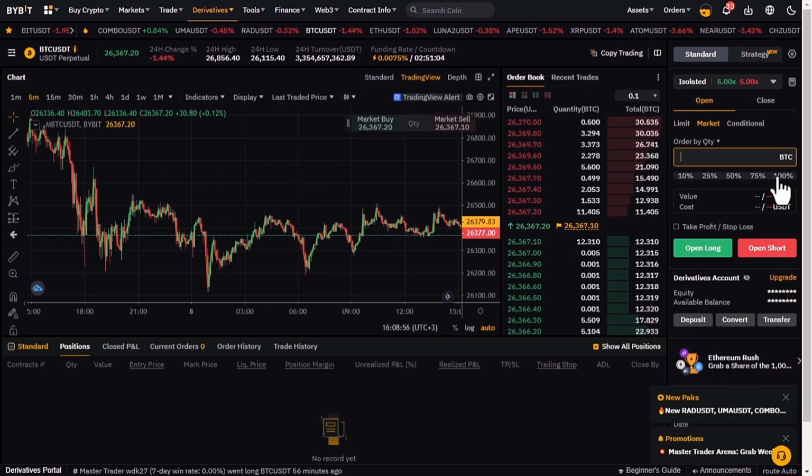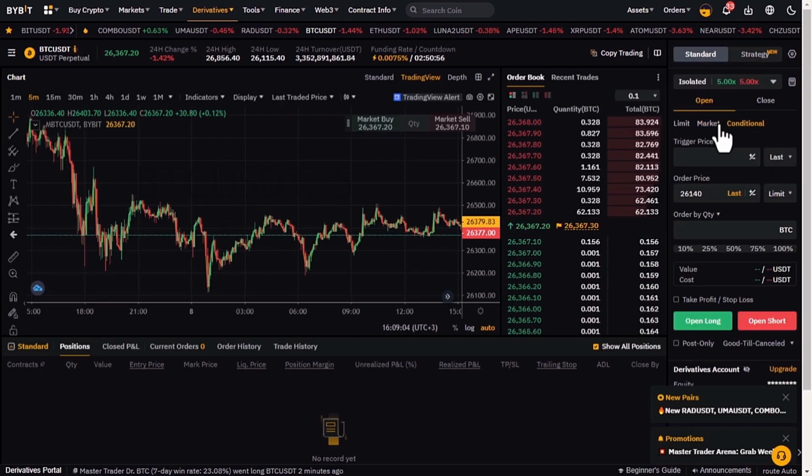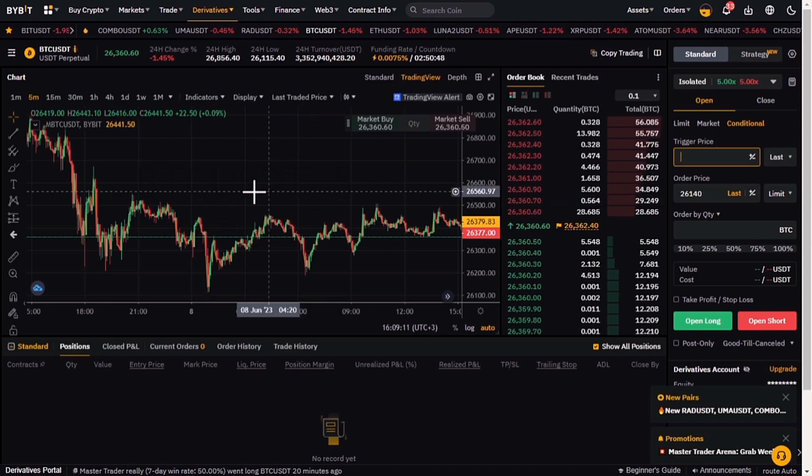You're gonna just enter, for example, 100% of your available balance and just go long or short. And the next one is conditional, and it's just like the limit order, but it has a trigger price and order price. What is the difference?